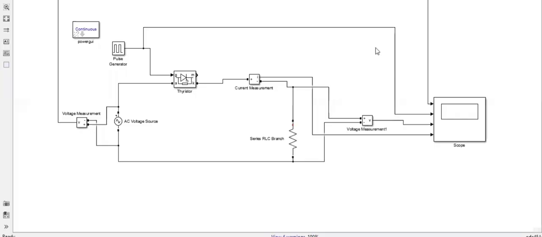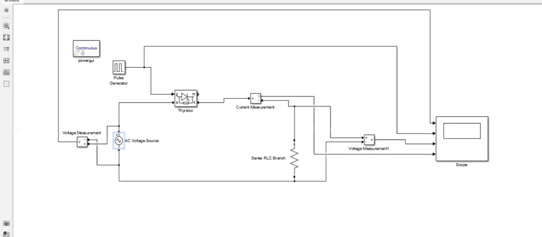So this is the MATLAB Simulink interface that I have created. I have already loaded everything, same way as we have done the DC to DC converters. Same way you can search for the AC voltage source, thyristor, current measurement, RLC branch. I will simulate it for 0.1 second so that we can save time. It's already simulated, so this is what we get in the scope.